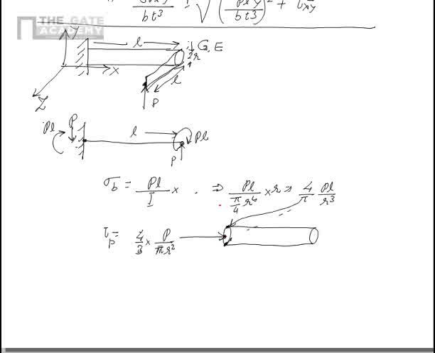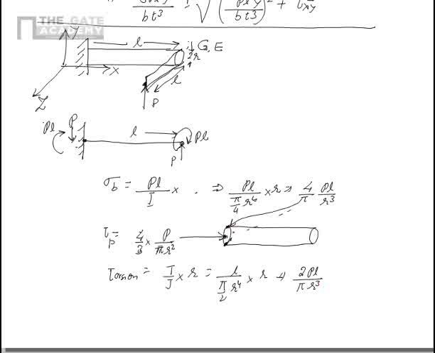Now besides this shear force, there is another shear stress which is because of the torsion, which is given by T upon J into R, which is nothing but T is PL upon J, J is pi by 2 R to the power 4, multiplied by R. So that is equal to 2PL upon pi R cube.